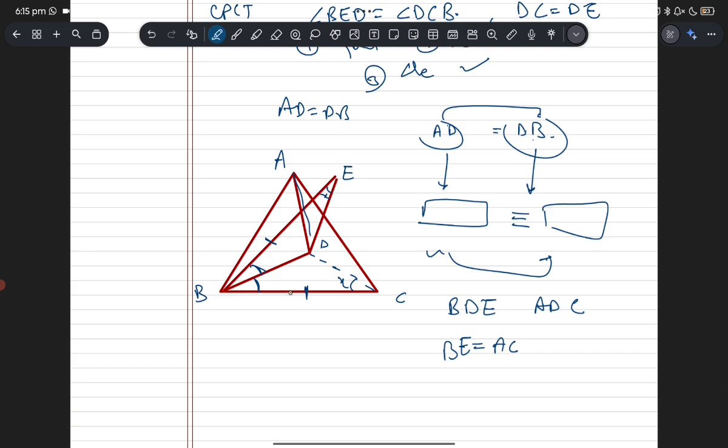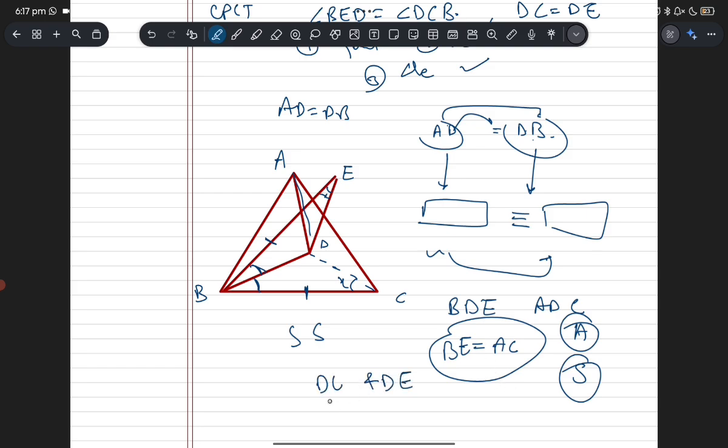Okay. So what else do we have? We had this AD equals DB. We have got BE equals AC. So S we have got. We may have one A, as I told earlier, or one more side. What side is left? It's DC and DE. Are they equal? Is DC equal to DE? Yes, it is. DC and DE.